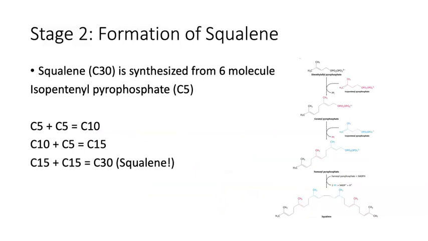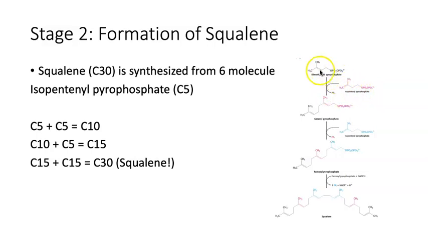Stage 2 is the formation of squalene. So squalene is made up of a 30-carbon chain, which is synthesized from 6 molecules of isopentenyl pyrophosphate, which is a 5-carbon chain. So if we look at dimethylallyl pyrophosphate, we're going to add isopentenyl pyrophosphate.